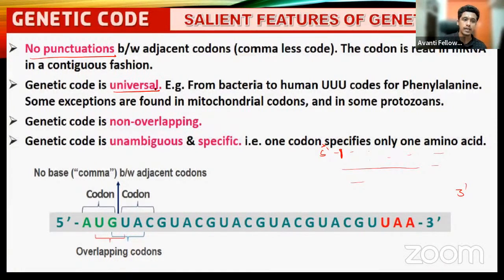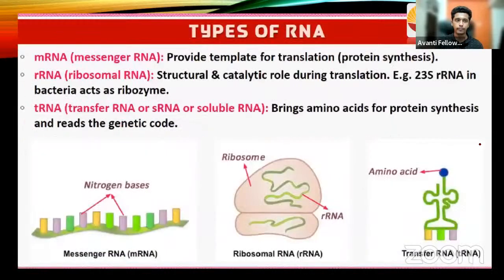Next, the genetic code is non-overlapping. It doesn't overlap. Next, it is very specific and unambiguous, that is, one codon specifies only one amino acid. So these are the salient features of the genetic code. Okay, people. We talked about what mRNA is, what rRNA is, and what polymerase is. Let us talk about the different types of RNAs that are present before we step into the final process, that is, the preparation of your proteins.